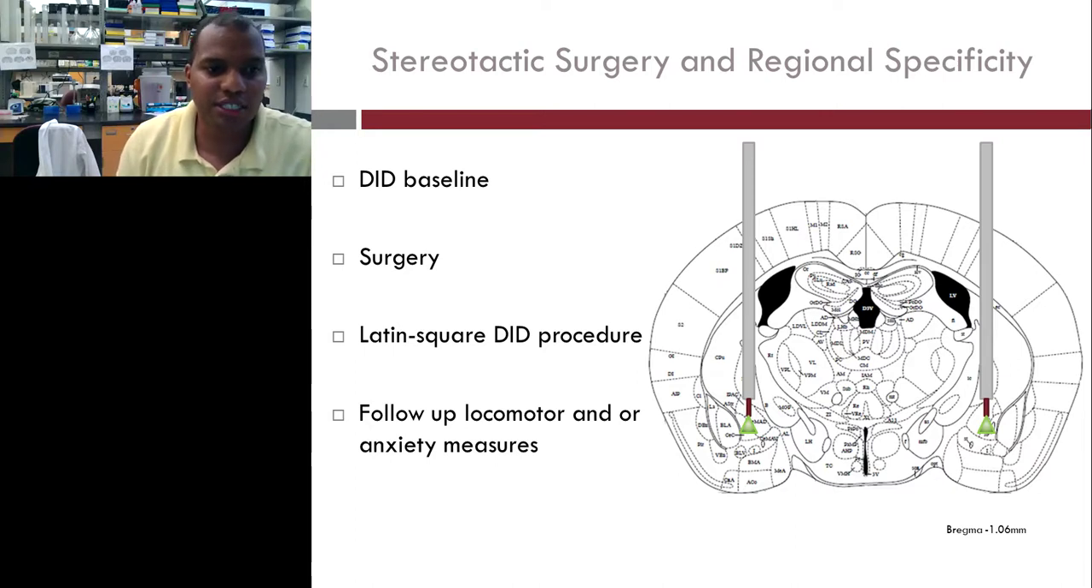So we gave the animals access to alcohol to establish a baseline consumption. They underwent surgery, and then in a Latin square design, they either got the cytokine of interest or vehicle, directly into these brain regions to see how it affected ethanol consumption.